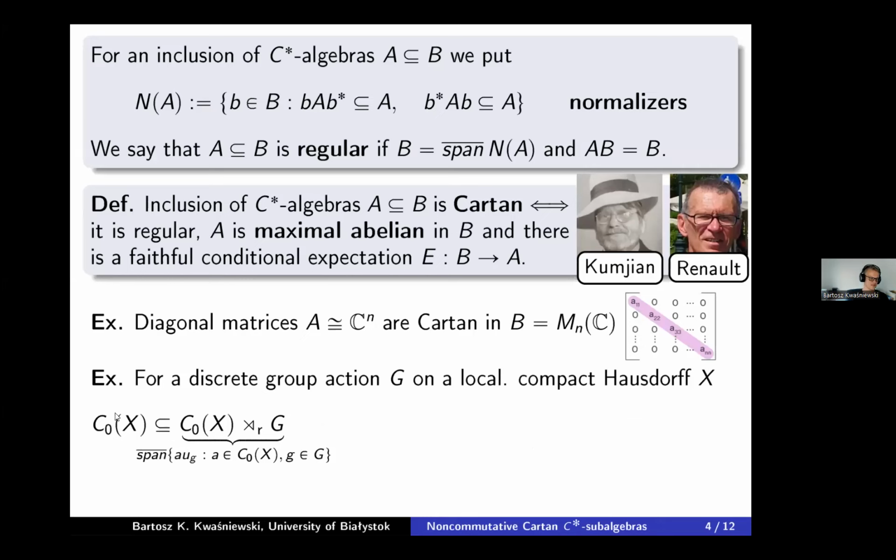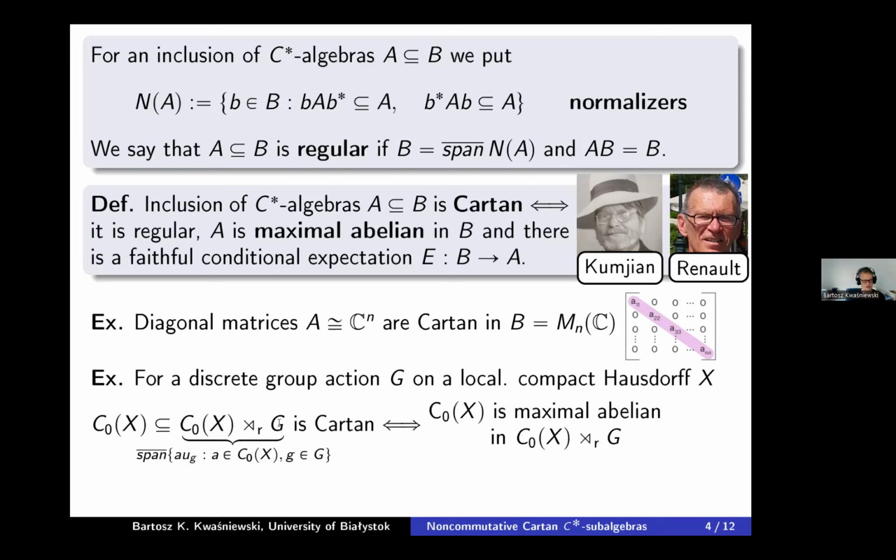I identified this algebra with a subalgebra of the cross product by writing u_1 for the neutral element. I identified functions here with functions multiplied by this universal element corresponding to the neutral element of the group. So then it is easy to see that all these are normalizers. We also have this canonical faithful conditional expectation that sends sums of elements of this form to the element corresponding to the neutral element. So the only lacking element from the definition is that this inclusion is maximal abelian.